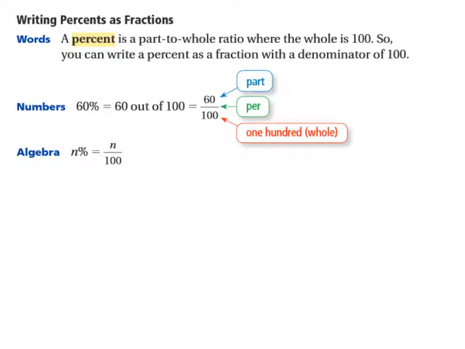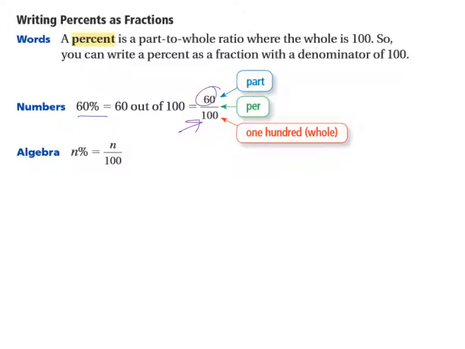Writing percents as fractions. In words, a percent is a part to whole ratio where the whole is 100. So you can write a percent as a fraction with a denominator of 100. So if we have 60%, that means 60 out of 100. In fraction form, we put the parts on top. This fraction line means per, and the 100 goes on the bottom.